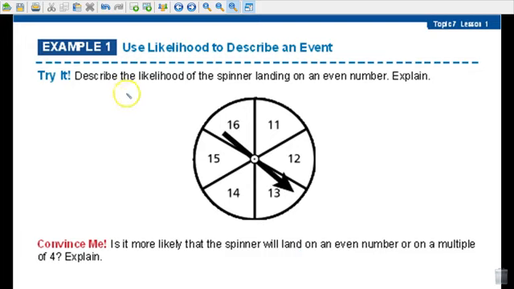So, describe example 1, try it. Describe the likelihood of the spinner landing on an even number. Okay? Go ahead and pause it.